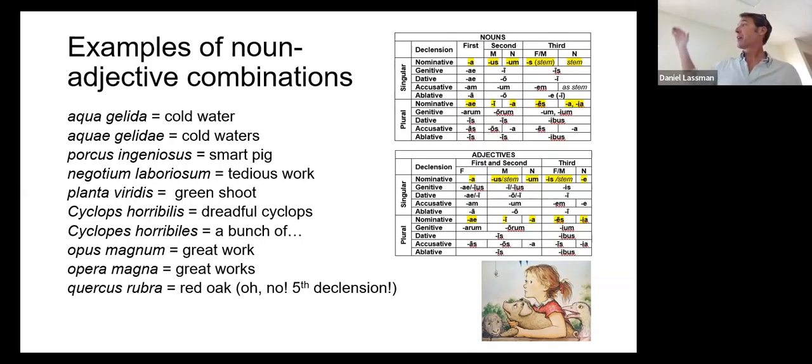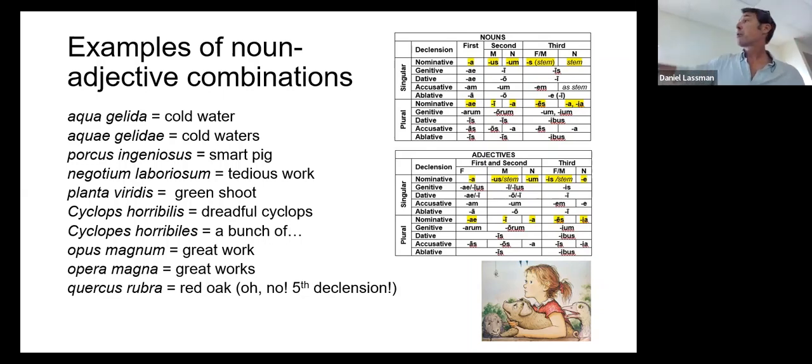All right, so it gets a little tricky when the adjectives end in a different way from the noun they're modifying. So viridis, the word for green in Latin, is a third declension adjective, and it ends in IS if it's masculine or feminine. Planta is a first declension noun that ends in A. So green plant is planta viridis. They still are the same in gender. They're both feminine.